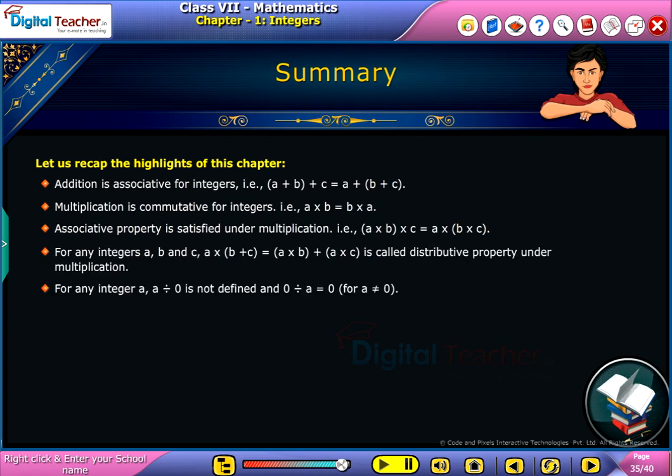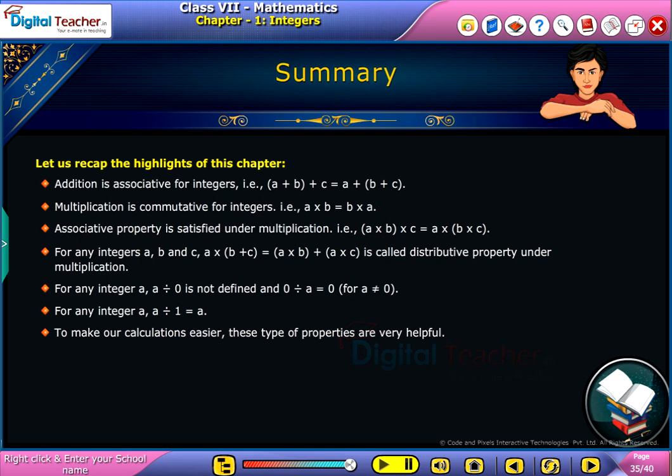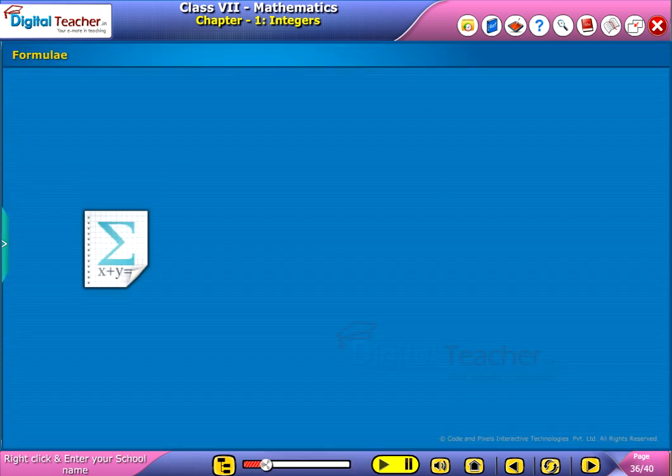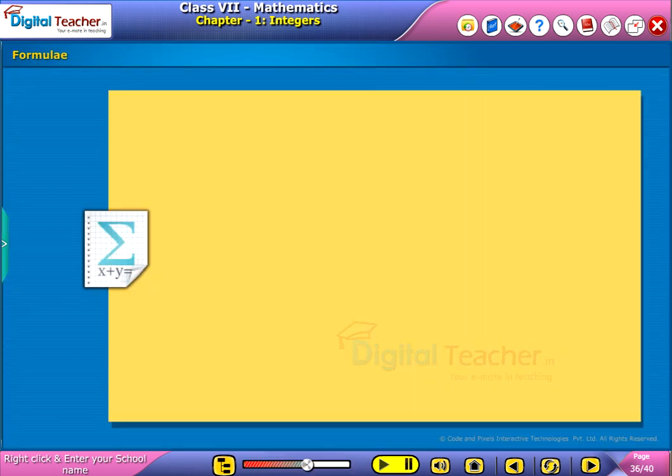That is, a into 0 is equal to 0, and a by 0 is not defined for a not equal to 0. For any integer a, a by 1 is equal to a. To make our calculations easier, these types of properties are very helpful. Let us list out formulas involved in this chapter.